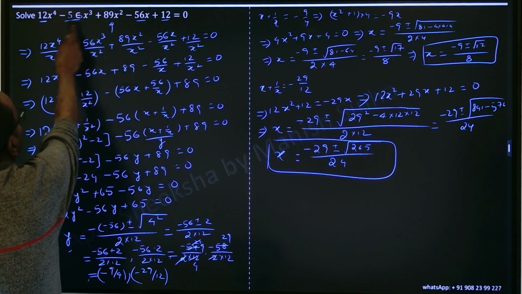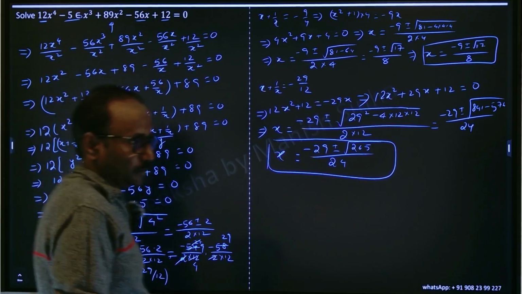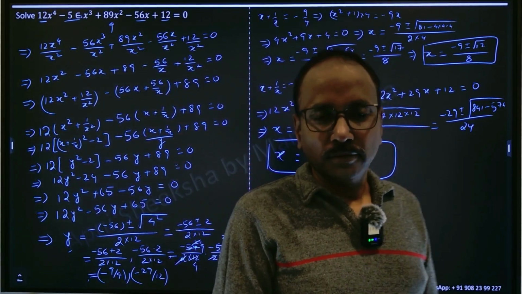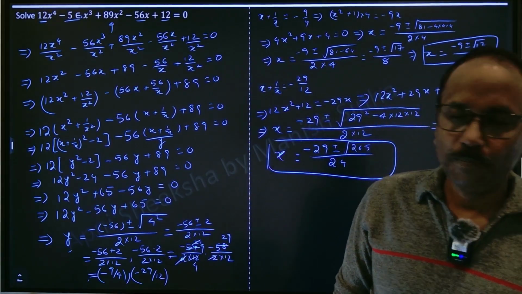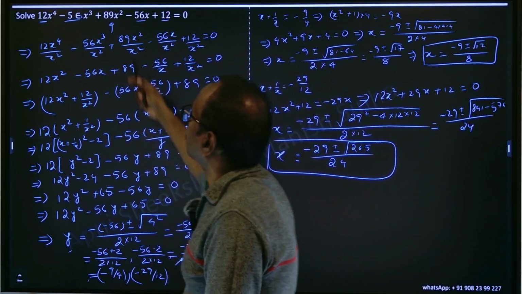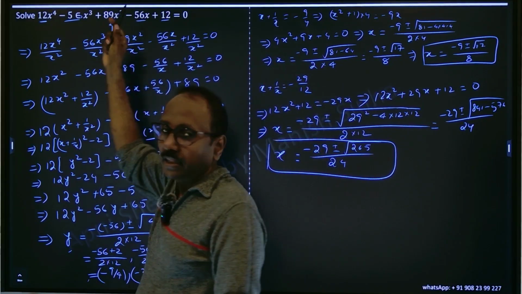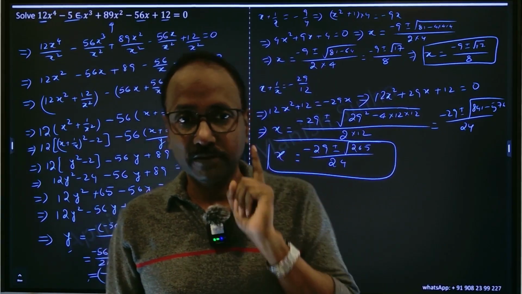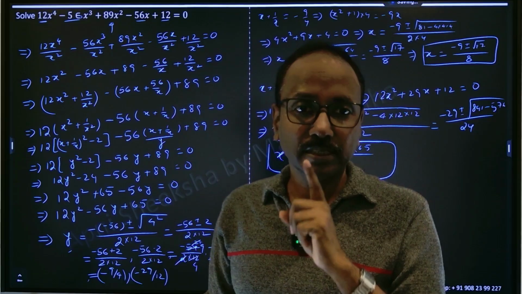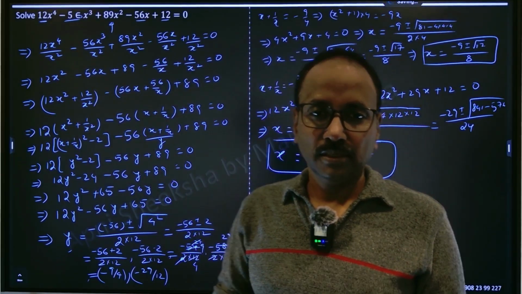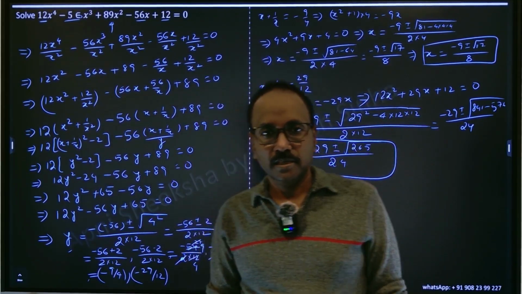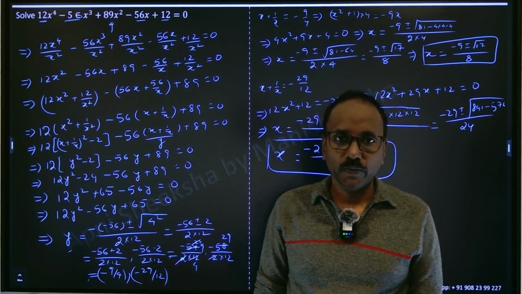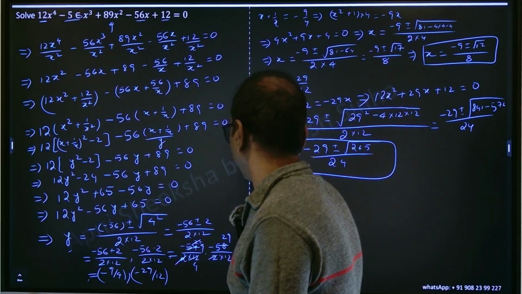If you get such kind of equation, you pick up the middle term. Middle term is with the x square. So divide all the terms by x square. But before dividing, you should check whether x is not equal to 0. So then only you can divide, right?